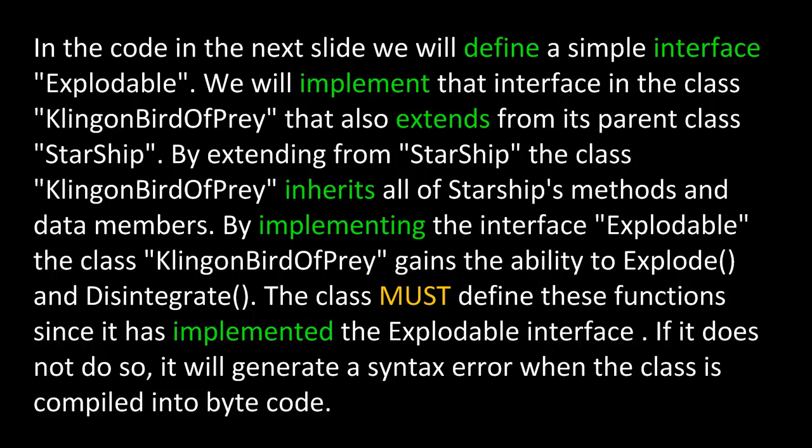In the code on the next slide, we will define a simple interface, Explodable. We will implement that interface in the class KlingonBirdOfPrey that also extends from its parent class Starship. By extending from Starship, the class KlingonBirdOfPrey inherits all of Starship's methods and data members. By implementing the interface Explodable, the class KlingonBirdOfPrey gains the ability to explode and disintegrate. The class must define these functions since it has implemented the Explodable interface. If it does not do so, it will generate a syntax error when the class is compiled into bytecode.